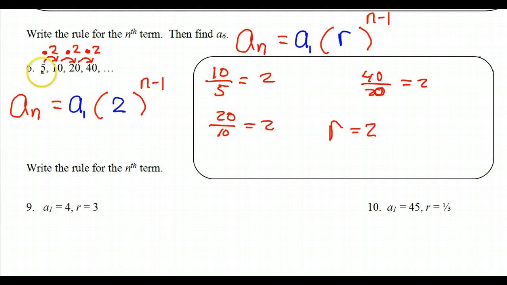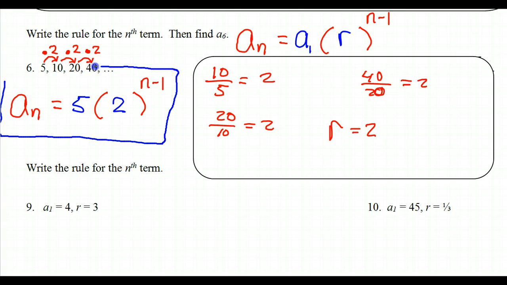Yeah, you're right, it's right there. A1 represents the first term of the sequence, and there it is, it's 5. Okay, that was easy. Alright, so that's how you can write the rule for this geometric sequence. Each term should be 5 times 2 to the n minus 1 power.